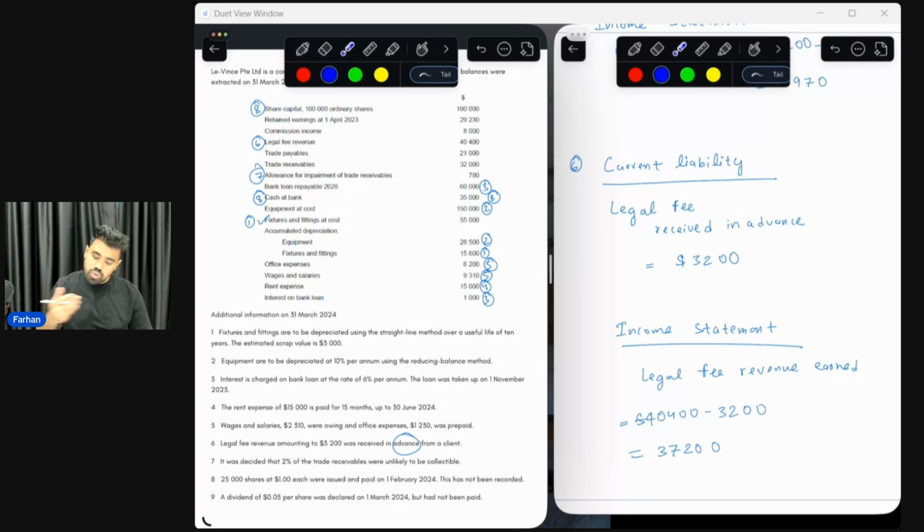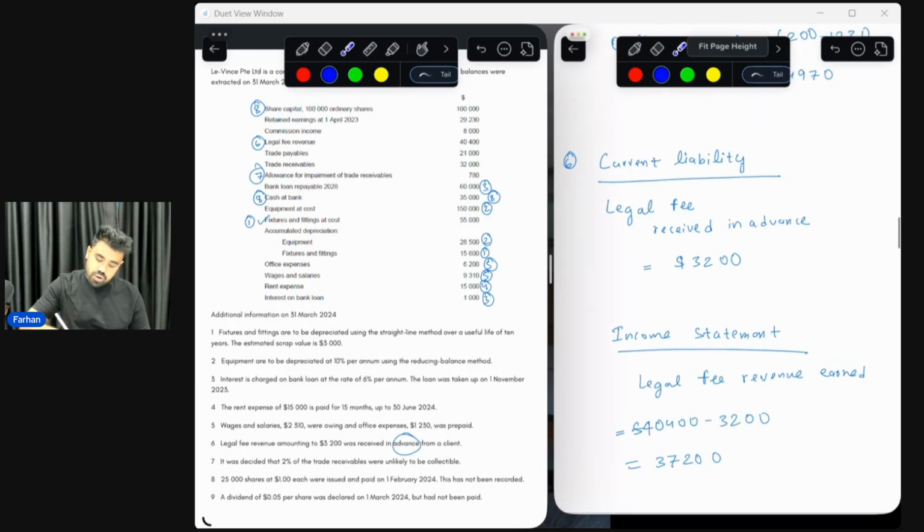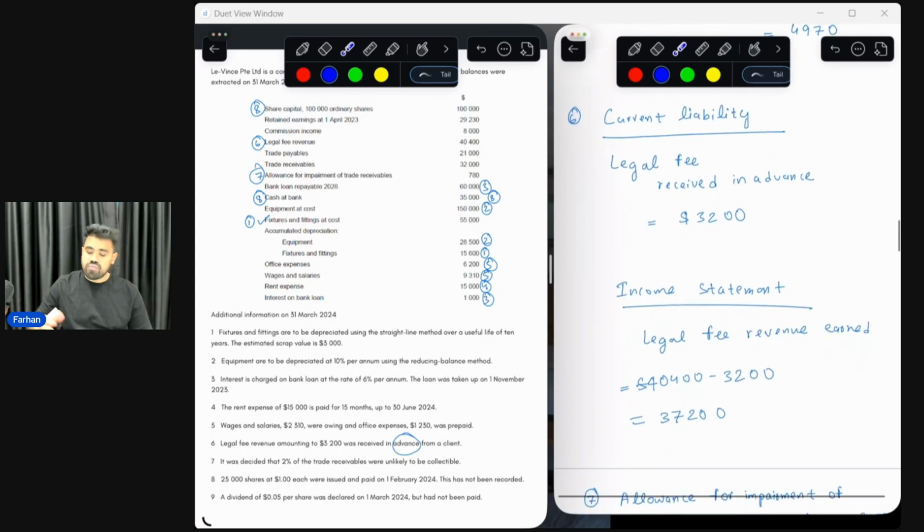So therefore, this is a current liability because we've got a present obligation to fulfill our duties. So what we do when we prepare the statement of financial position or the balance sheet, we include legal fee received in advance as part of a current liability of $3,200, okay? And in the income statement, we only show the legal fee revenue that has been earned. So you can see $40,400 is the net amount, which includes the amount that we have also received in advance. But the amount received in advance is not what we can confidently say as our actual income because we haven't delivered on our services, all right?